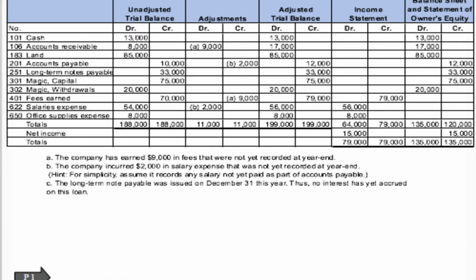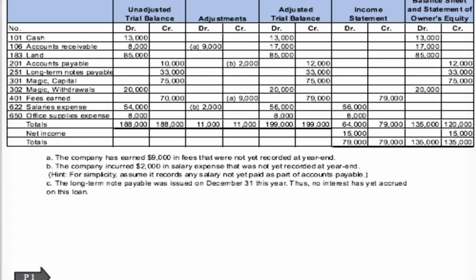payable for that amount. For C, the long-term note payable was issued on December 31st, so no interest is accrued on this loan. There is no required adjusting entry because no interest has accumulated. We do have a total of $11,000 of debits and $11,000 of credits recorded as adjustments.